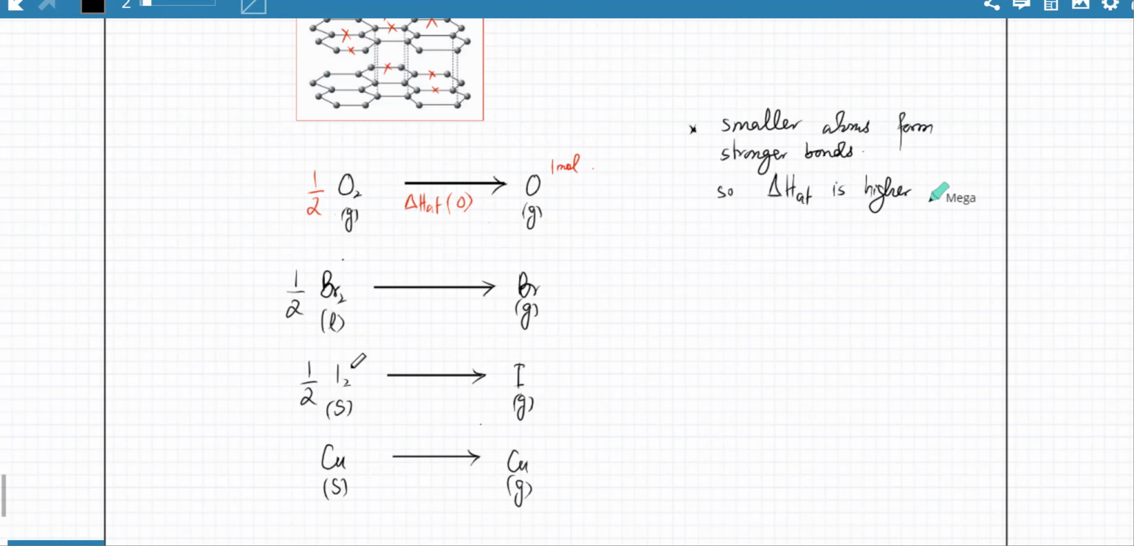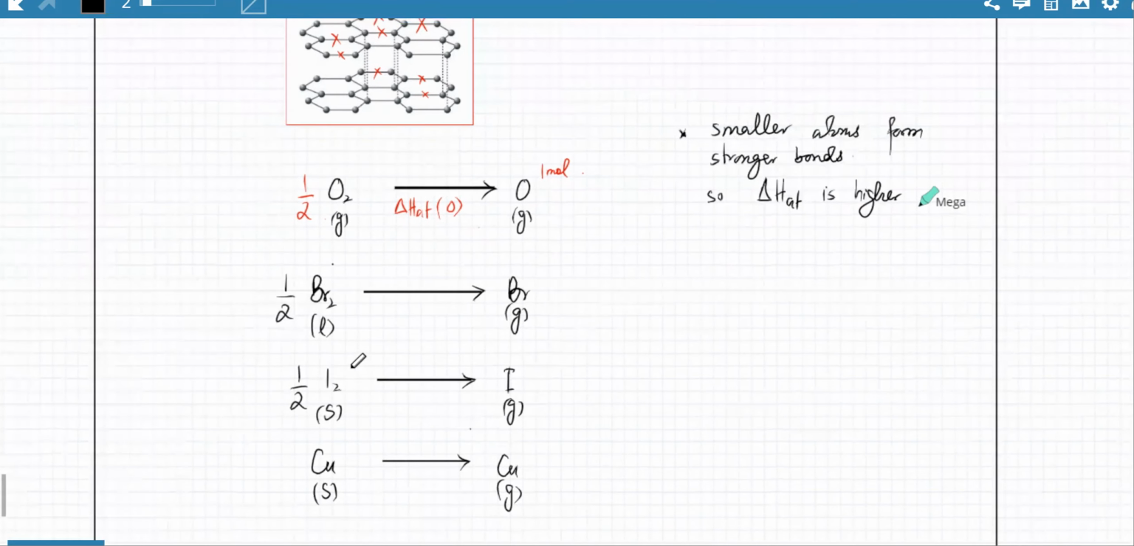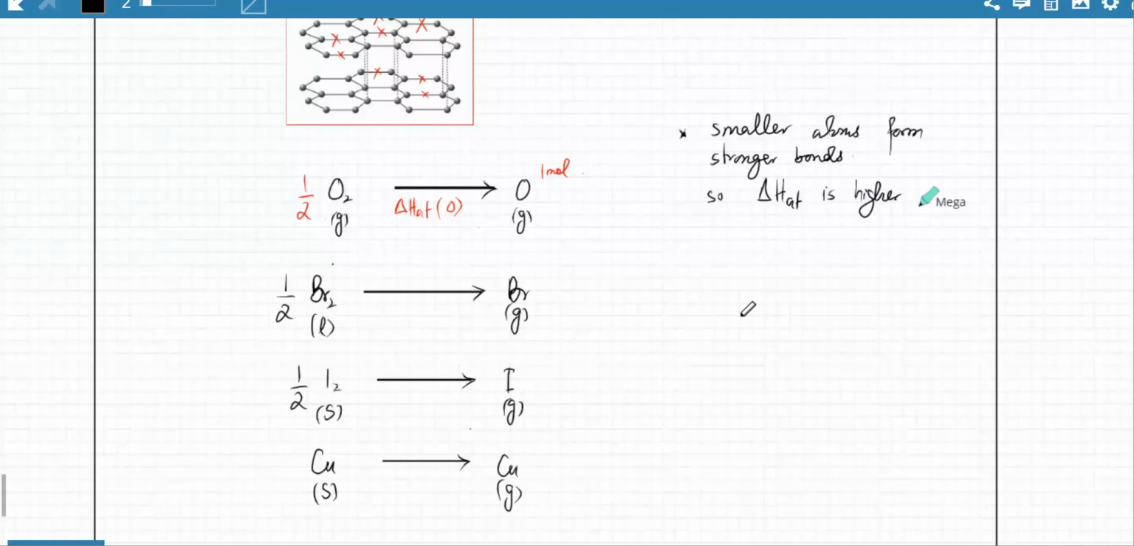Now another thing about enthalpy change of atomization is that you're given your data booklet. So you have your data booklet over here. Sometimes, just sometimes, a value of enthalpy of atomization can be found from the data booklet as well.